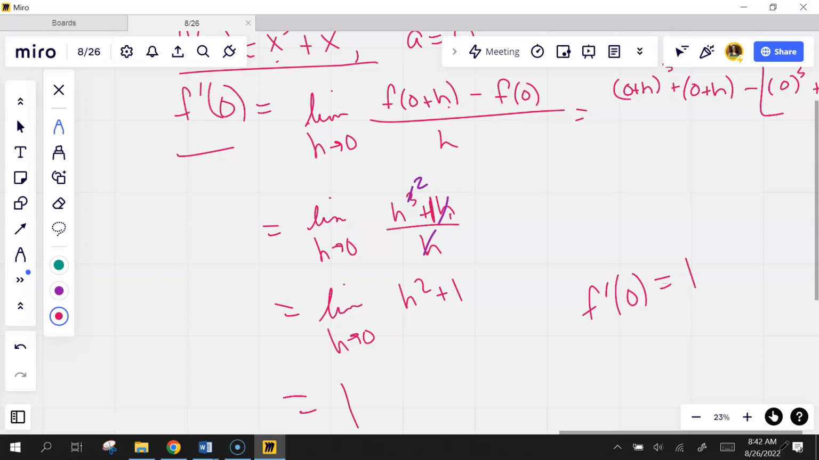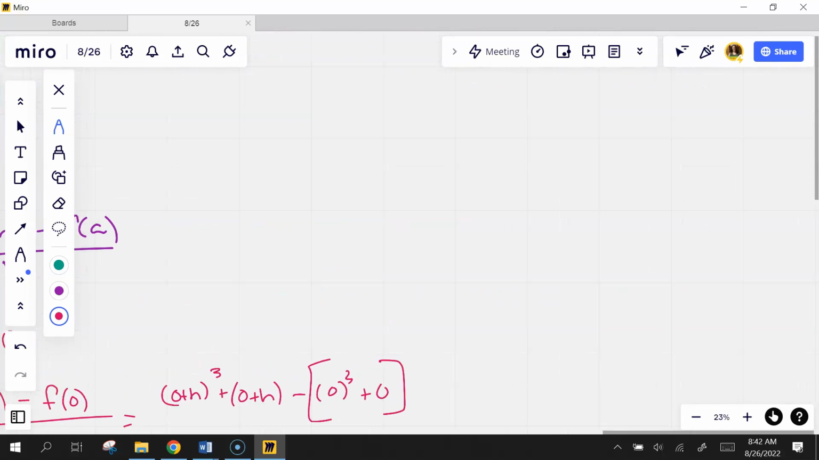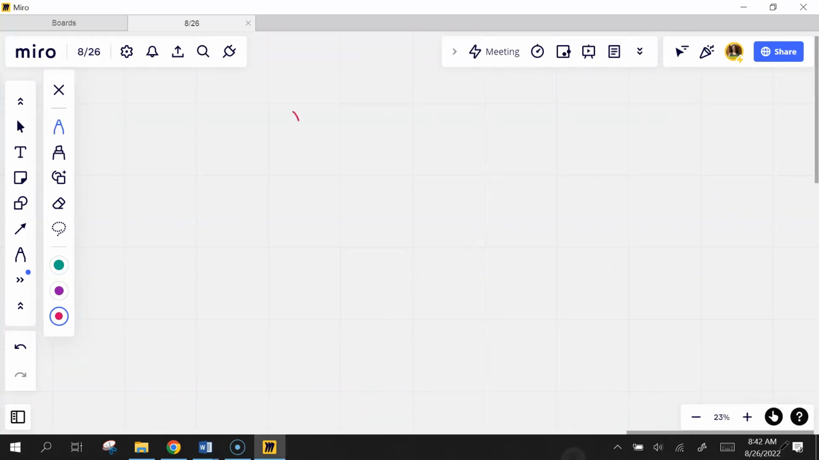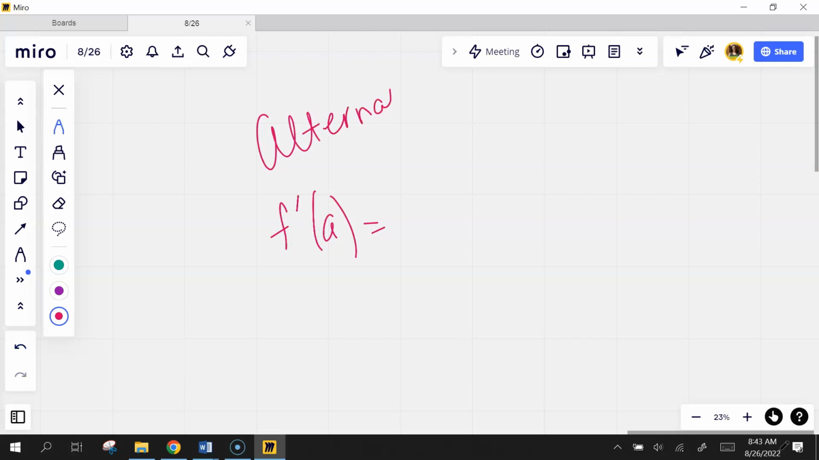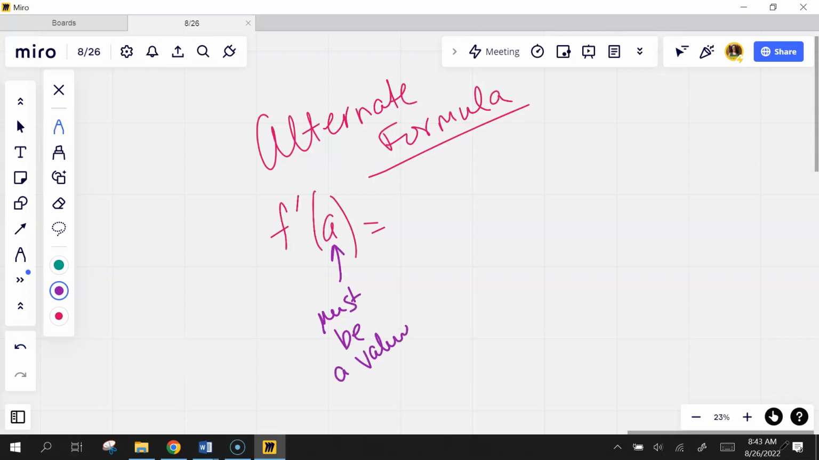So the alternate formula, I'm not a fan, but some students like it a lot better. To find the derivative at a certain point, this is our alternate. It only works at a specific point. It doesn't work if you want the general equation. So this has to be a value. It can't be x. So only when you're finding the instantaneous rate of change at a certain point does this work.